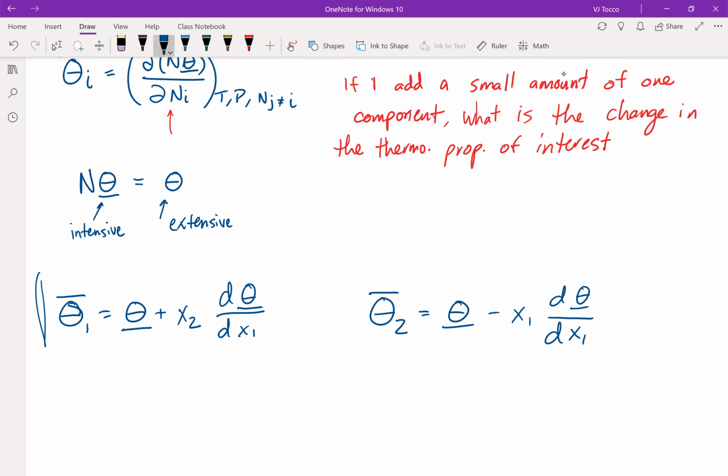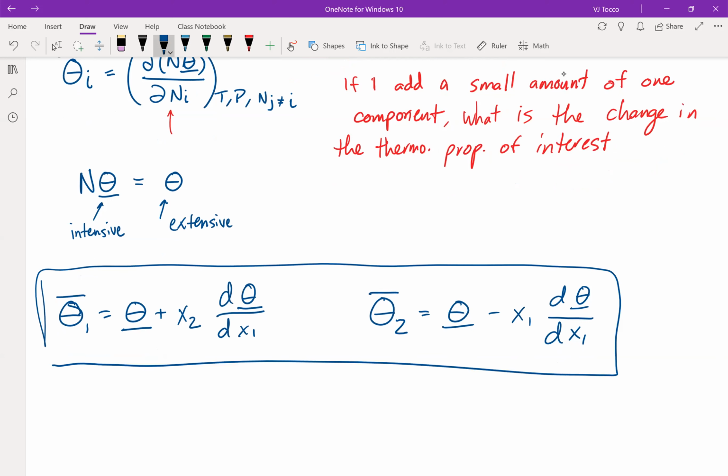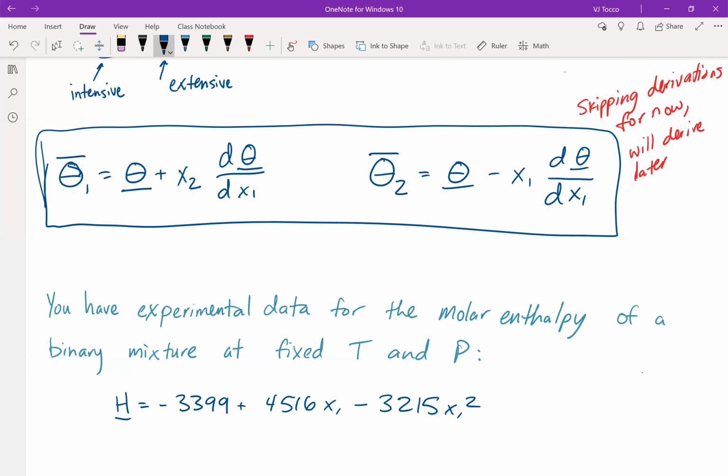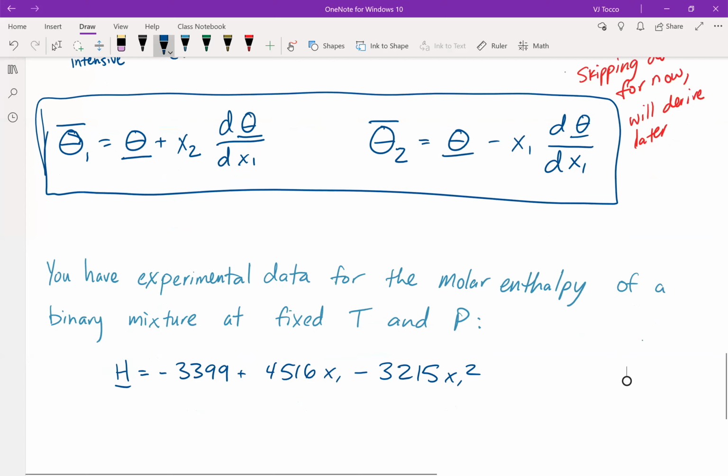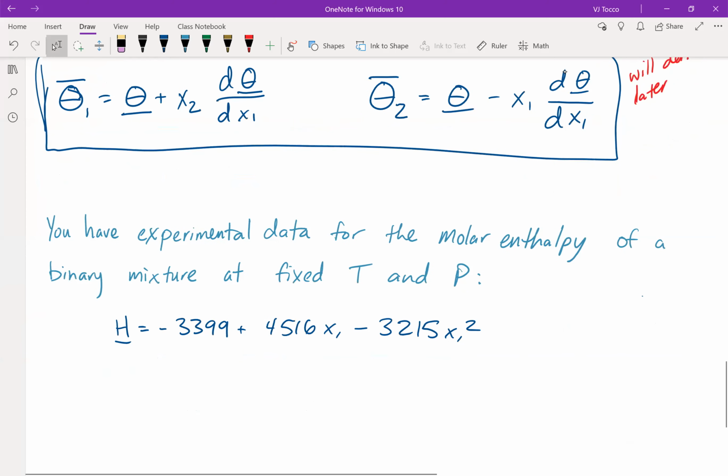All right, so again, skipping the derivation for now, we will circle back to it. I want to start with an example problem such that it's contextualized for you. All right, so let's try a practice problem. Let's suppose that you have experimental data for the molar enthalpy of a binary mixture at fixed temperature and pressure, and say that this was the data fit that gave you an accurate representation.